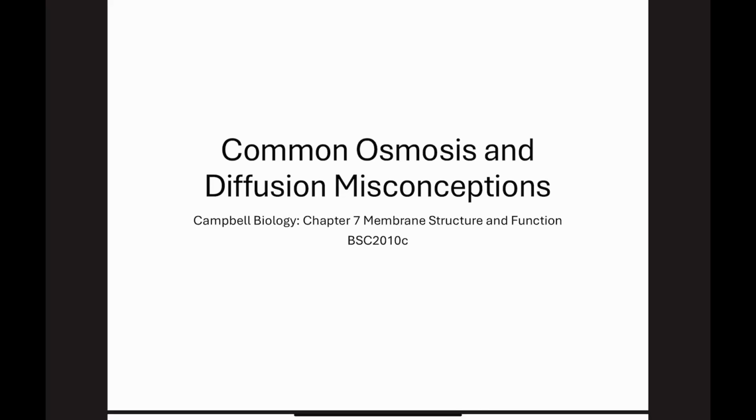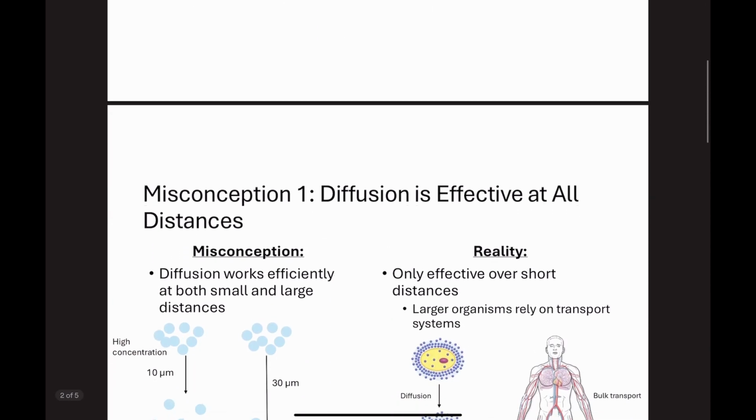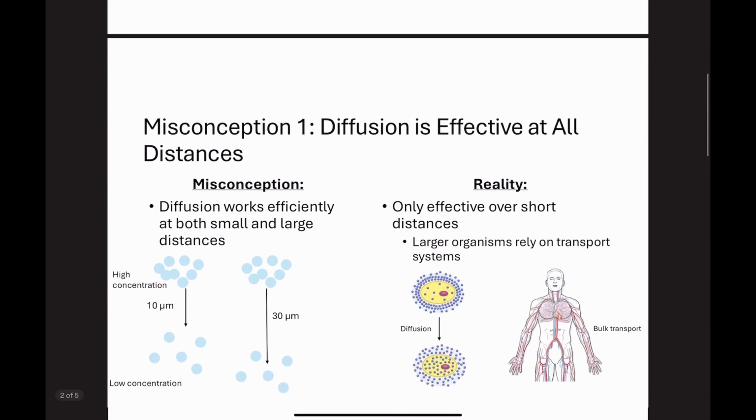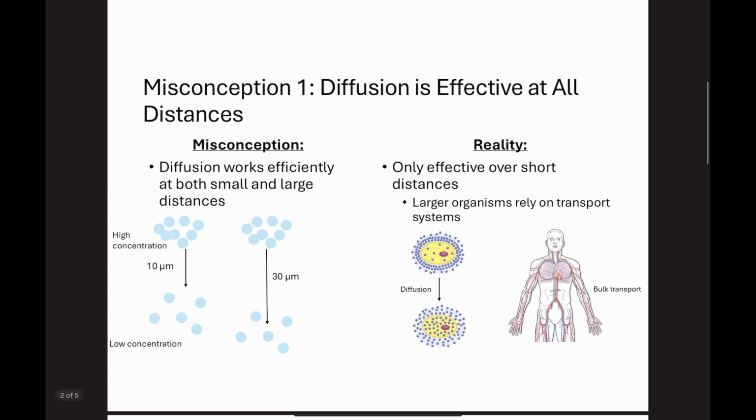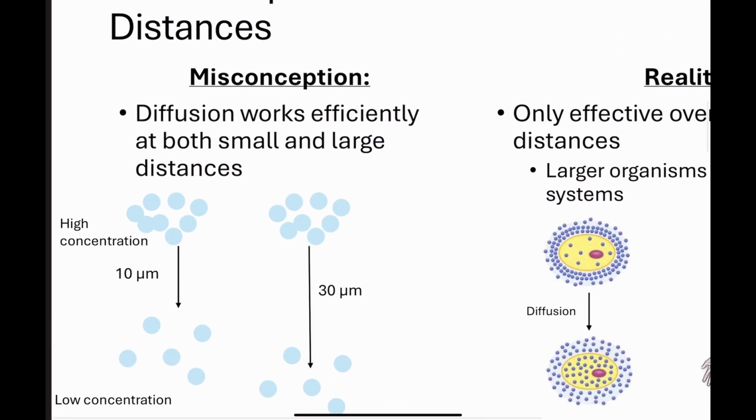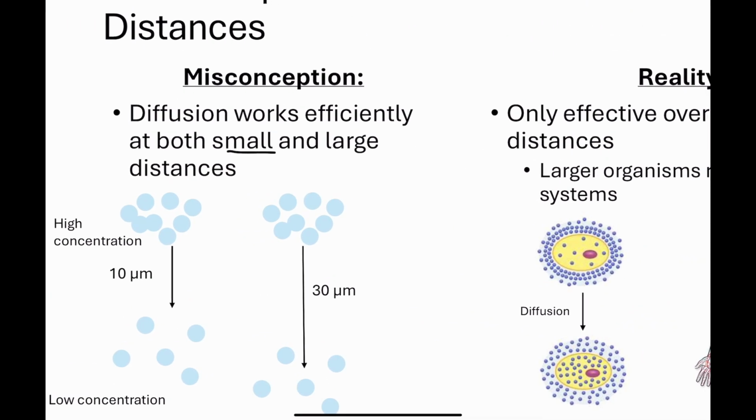Hey guys, so in this video we're going to be going over common osmosis and diffusion misconceptions, and this is a part of chapter 7, which is all about membrane structure and function. So a really common misconception is that diffusion is an important biological process at both large and small distances. But diffusion is not an effective means of transport across both small and large distances.